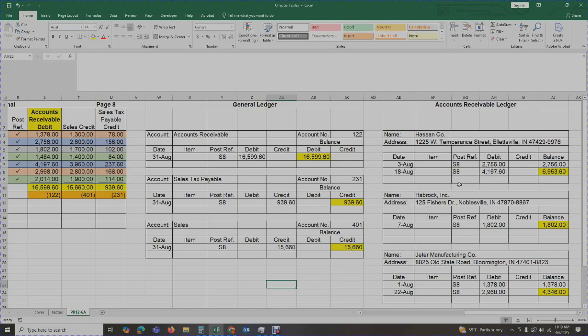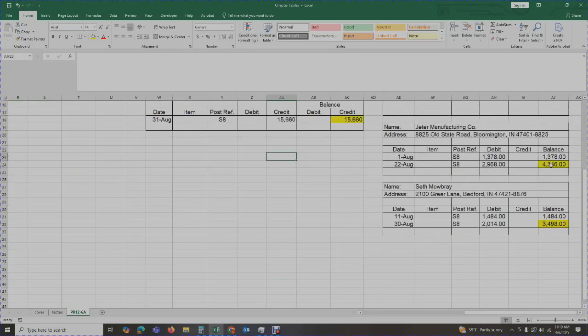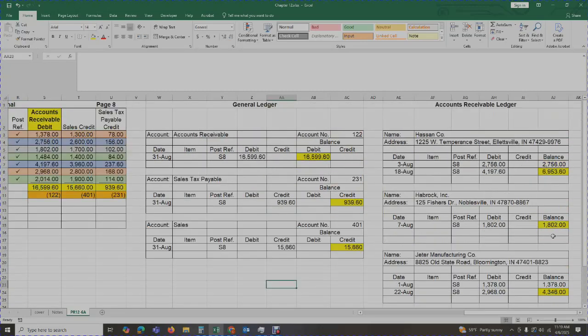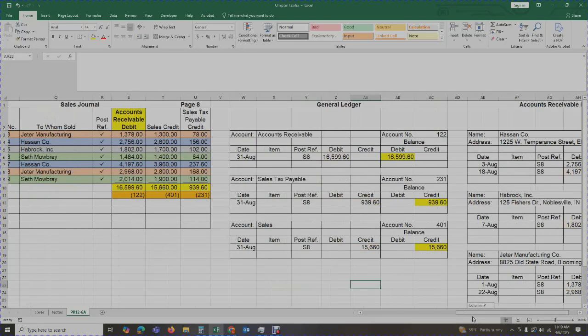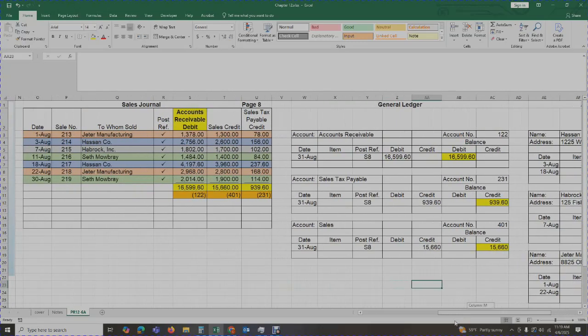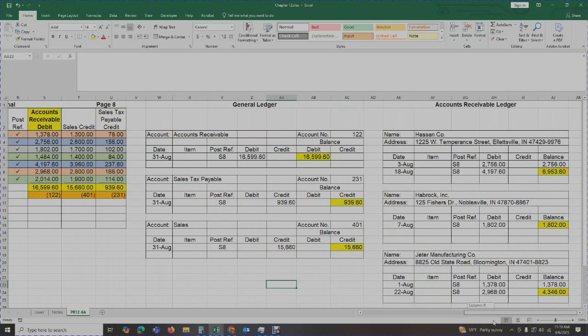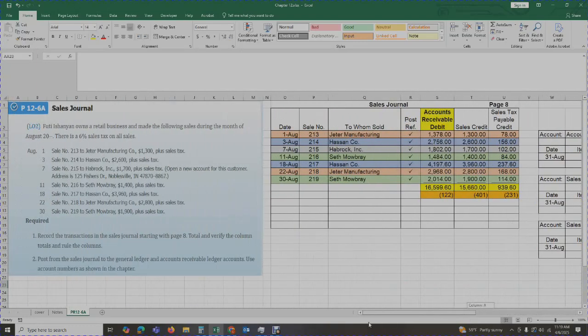That way I can know when they made the purchase and how long it has been, because we need to collect. The sum of your accounts receivable subsidiary ledgers, if you add the balances on all of those customer accounts, should tally up to your general ledger accounts receivable balance. So this is a very good problem because you get to practice your sales journal, your general ledger, and your accounts receivable ledger.